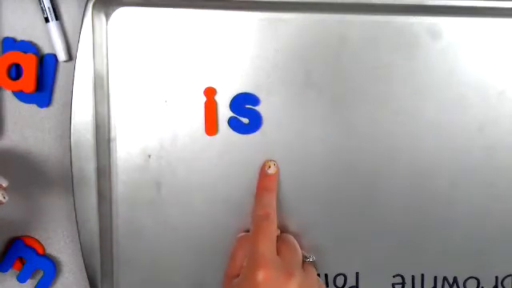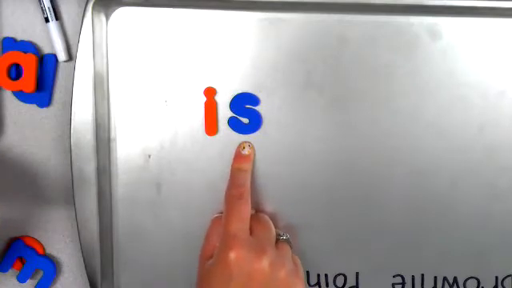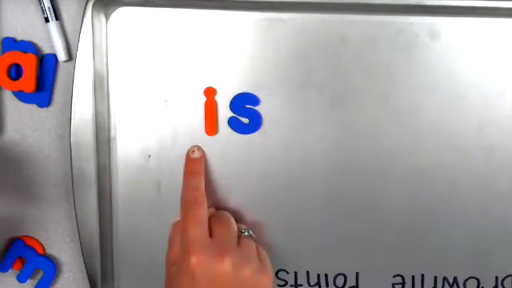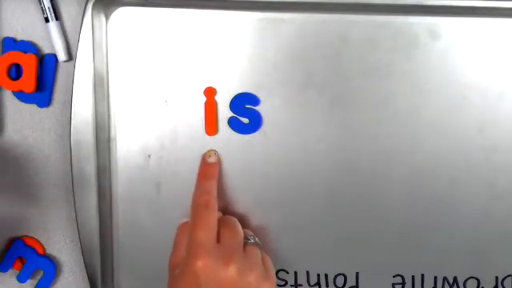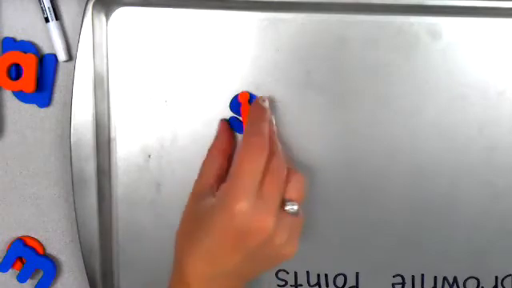Is. Now, I know that S doesn't say S like it's supposed to. The next common sound that S makes at the end of a word is a Z sound. That's how we spell the word is. Is. You make the word is. Good. Let's take those letters off and put them off to the side.